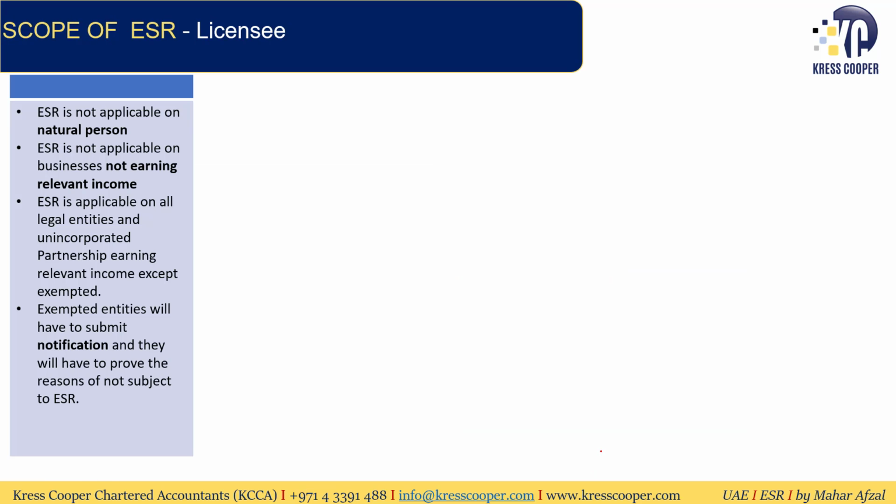We know that ESR is not applicable to a natural person. We know ESR is not applicable to businesses which are not earning relevant income. ESR is applicable to all legal entities and unincorporated partnerships which are earning relevant income, except those that are exempted licensees or fall under the exempted category. We know an exempted entity will have to submit the notification as well. In case they do not submit the notification, they will be treated like a normal licensee.